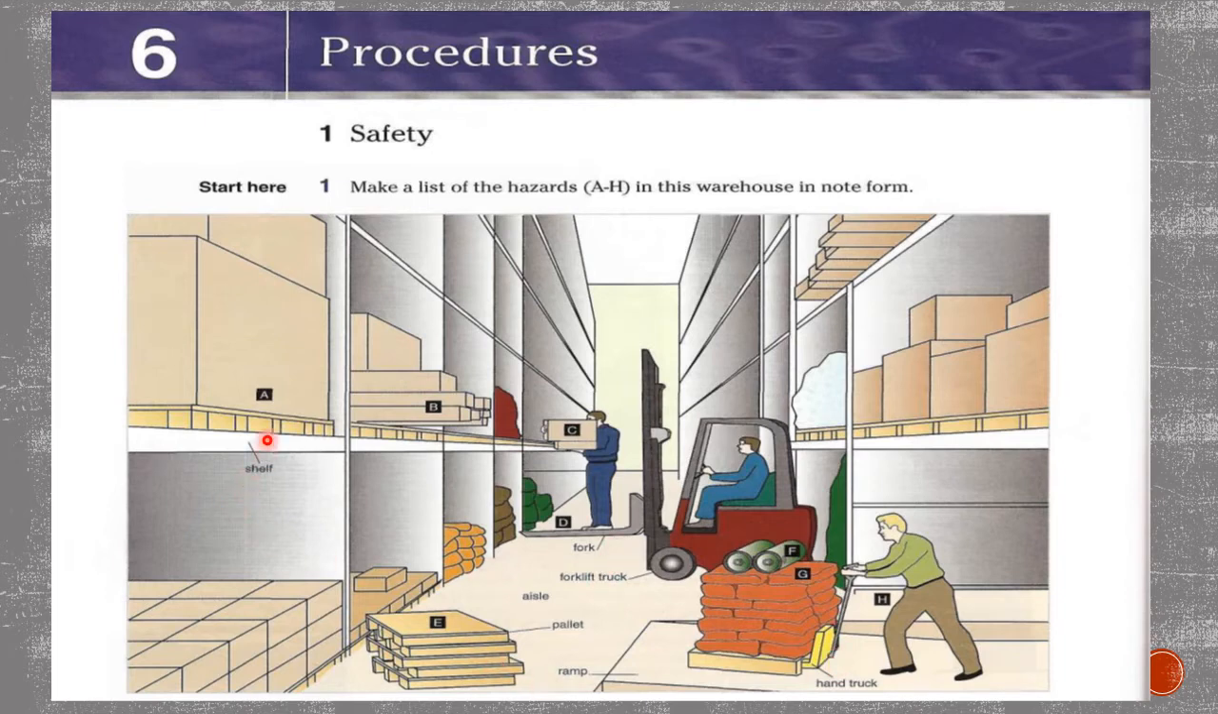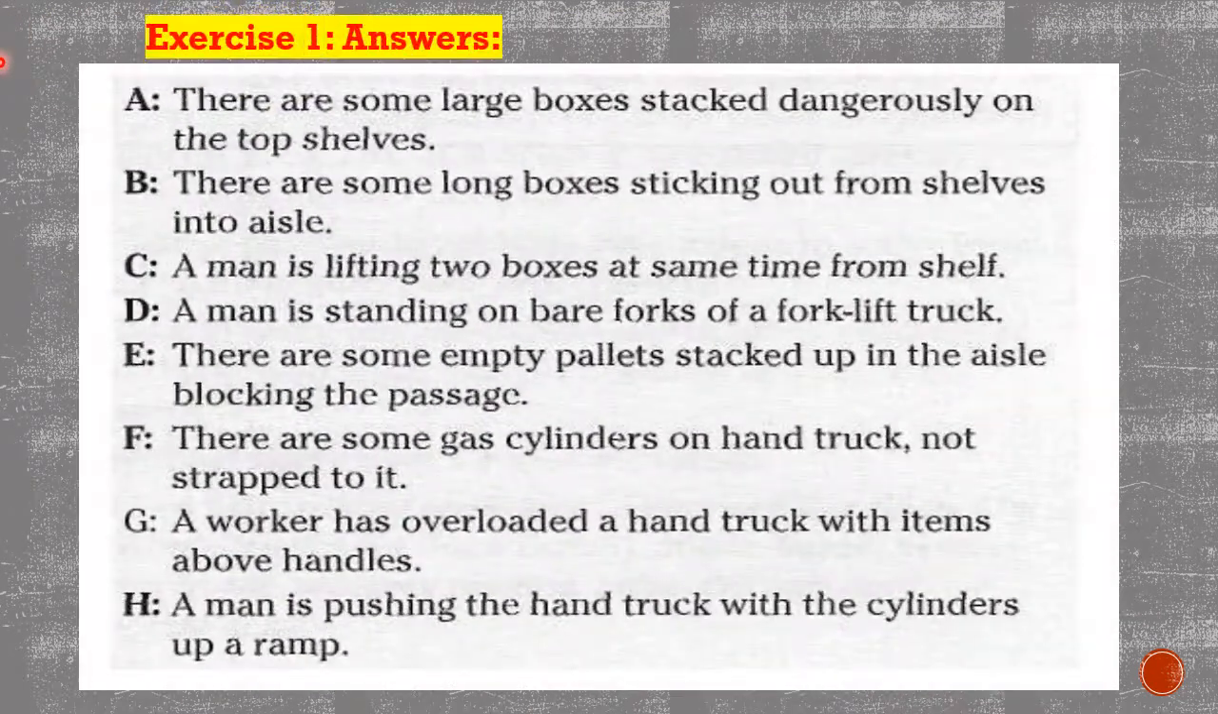Okay? Now, please look at the words written. Let's start from the left. This is a shelf, near letter A. Go to the right, we have an aisle, pallet, we have ramp, we have forklift truck. This is a fork, and to the right there is a hand truck. Thank you guys for trying.